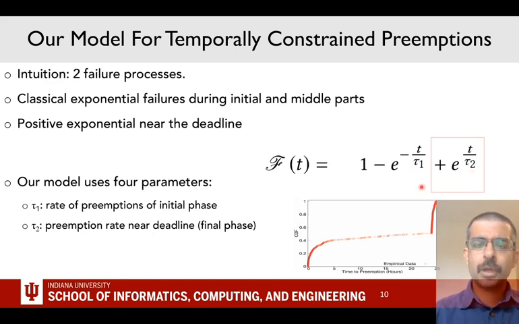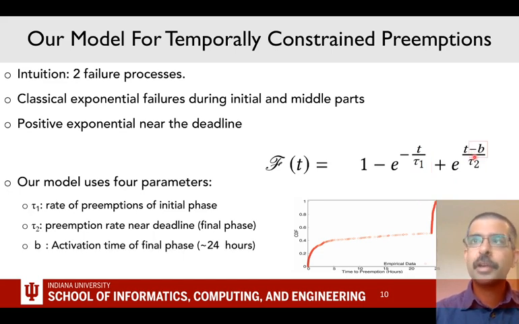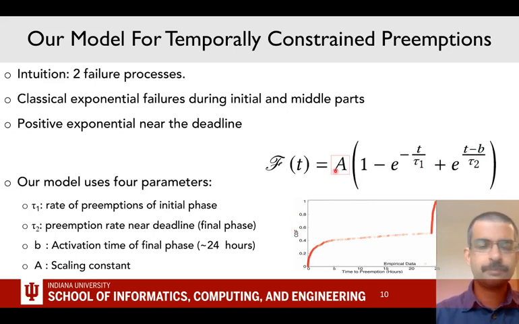However, this extremely high exponential rate is applicable only towards the end near the deadline. So we want to bias that and have an activation time denoted by small b, which captures the time at which the steep increase in failures or preemptions start to kick in near the deadline. And this is close to 24 hours. And finally, we want to normalize it so that f of 0 is 0. And so we have a scaling constant, a.